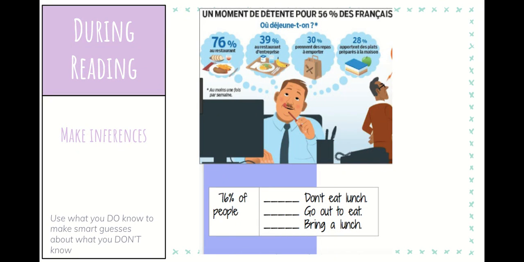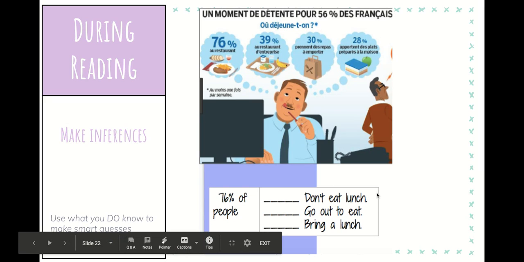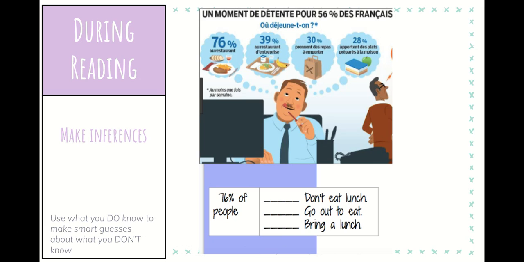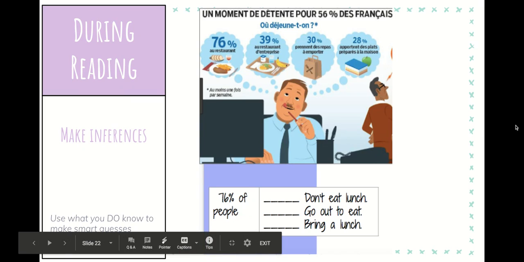Okay. And then one last one, making an inference, using what you do know to make smart guesses about what you don't know. So this one says 76% of people. I always tell my students numbers are the best because you just look for that in the text. So 76 is over here. It says au restaurant, and you look at it. None of these have restaurant as a choice, but you have don't eat lunch, go out to eat, and bring a lunch. So then students are able to infer it's go out to eat.